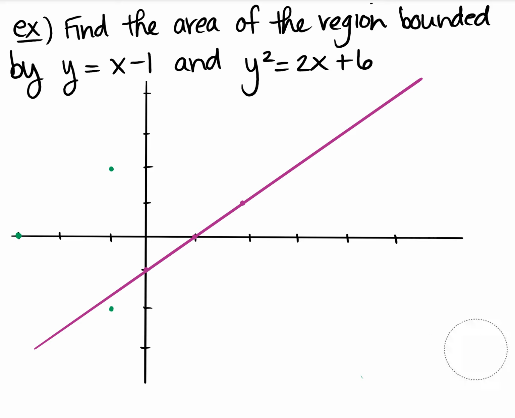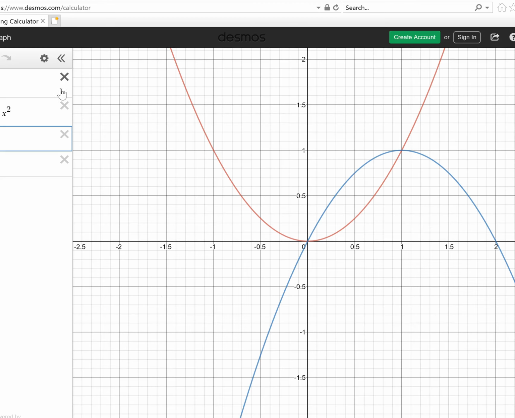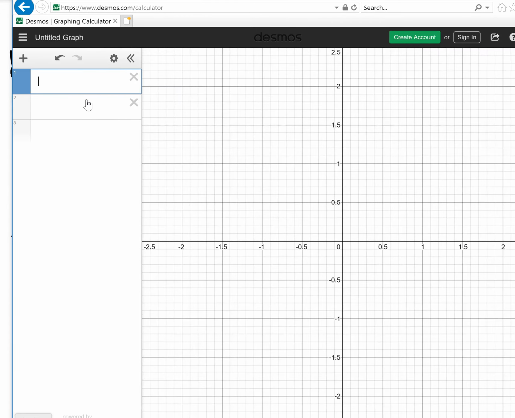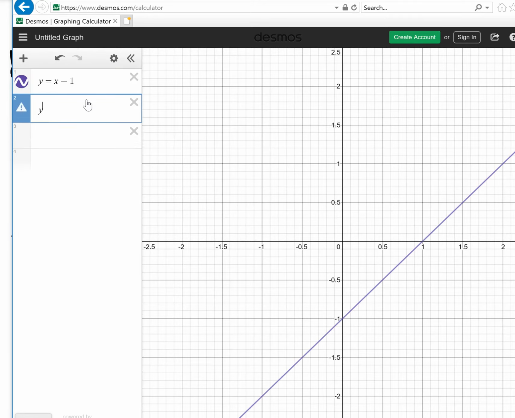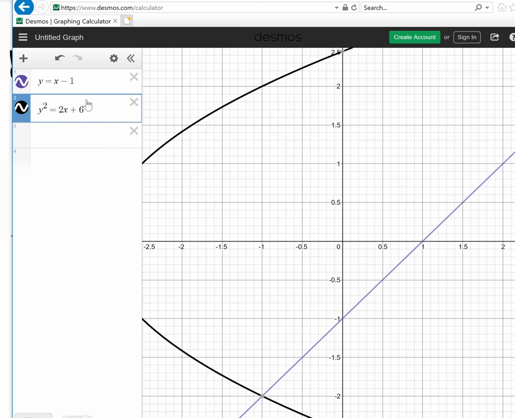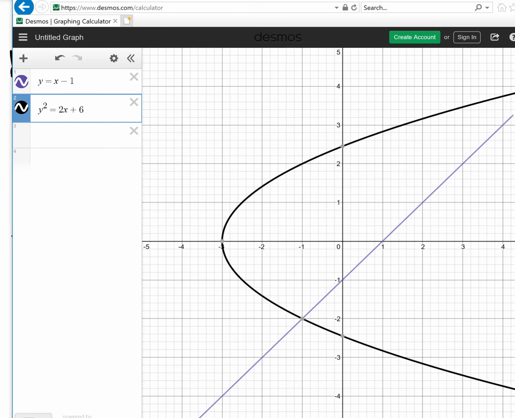Desmos does a great job. You can actually graph this in Desmos. It's amazing. So let's go ahead and look at Desmos really quick. I'm going to clear these out, and I'm going to actually show you this so you can see it. I'm going to do y equals x minus 1, and then I'm going to do y squared equals 2x plus 6. So we're a little bit spoiled by Desmos because it does it for us automatically.